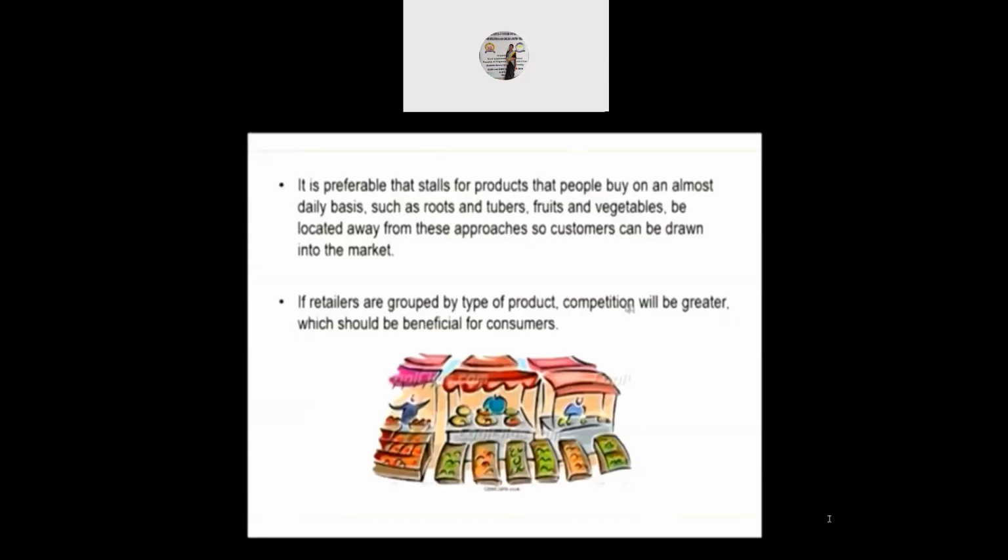If retailers are grouped by type of products, competition will be greater, which should be beneficial for the customers. When you group your shops according to the selling products, it is beneficial for the buyers. So if you're going to buy a vegetable and you're asking the price at two different shops, you will obviously choose the one that is cheaper. So it develops a competition between these two sellers, and it is much more beneficial for the customer who is buying it.